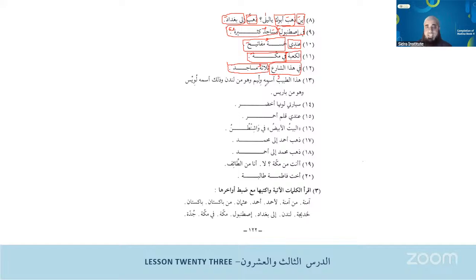هذا الطبيب اسمه ويليام. This doctor, his name is William. وهو من لندن. Who is from London. وذلك, and that one اسمه not Yunus, Luisu. And that one, his name is Lewis, basically, not Luis. In English, you'll say Lewis, isn't it? وهو من باريس. So Barisa, and he is from Paris.